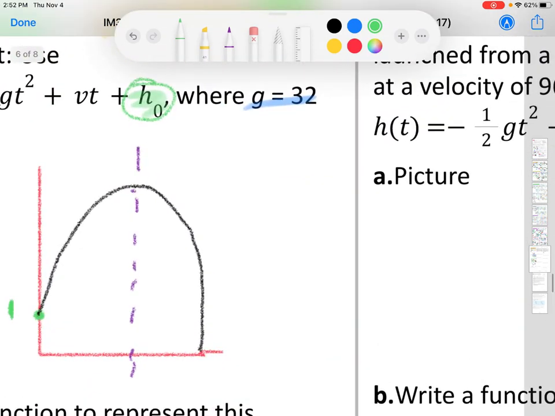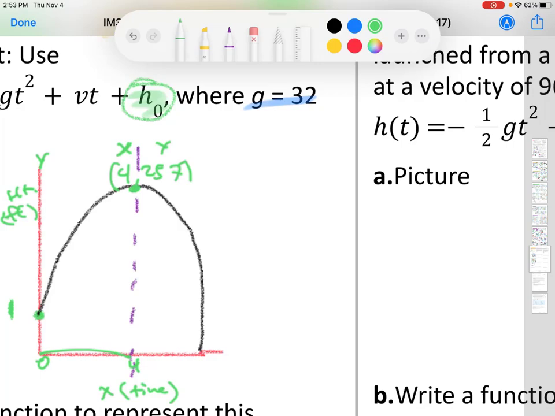So if I go back up here, this is 4,257. So this is the X, this is the Y, so Y represents the height measured in feet. And then the X is what? Time. So they're saying that if this is 4 seconds, that means this is going to be 0, that's going to be 4, and this is going to be 8.